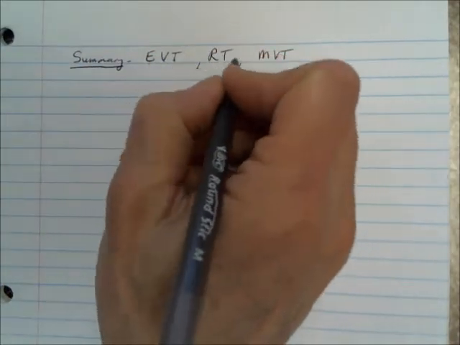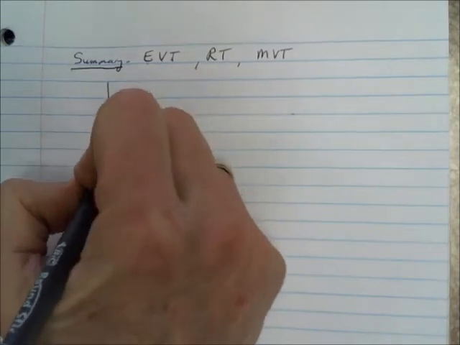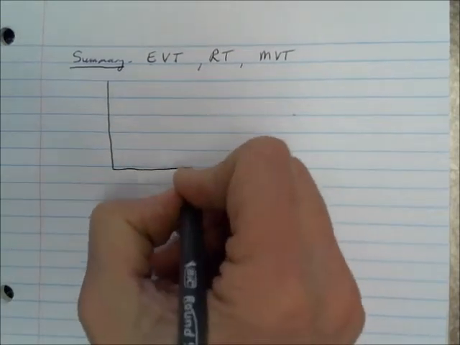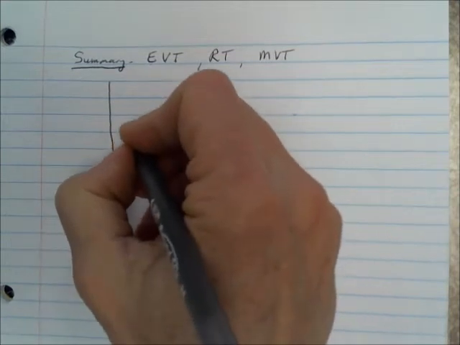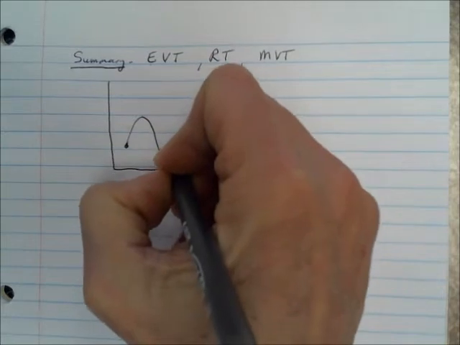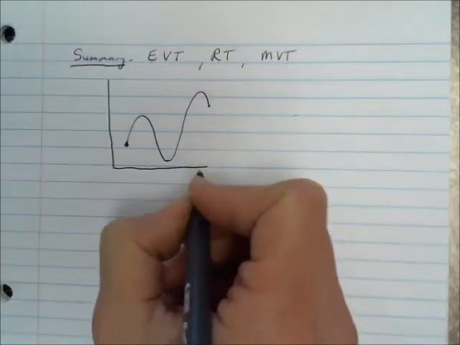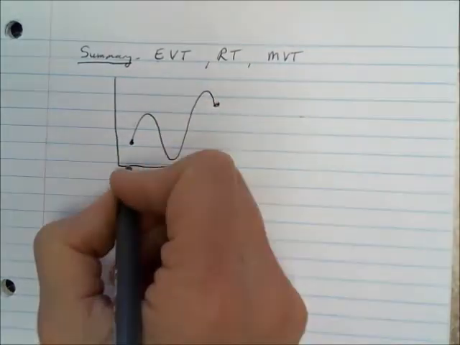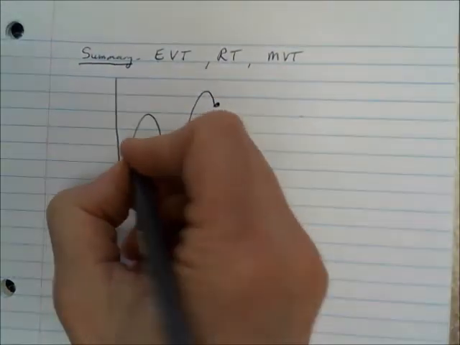Extreme value theorem, Rolle's theorem, mean value theorem. First, the extreme value theorem. I'm just going to draw a random function starting up here. It'll curve around and come maybe way down here and then come up and end right here. All right, here's A, here's B. Those are the endpoints of our interval.